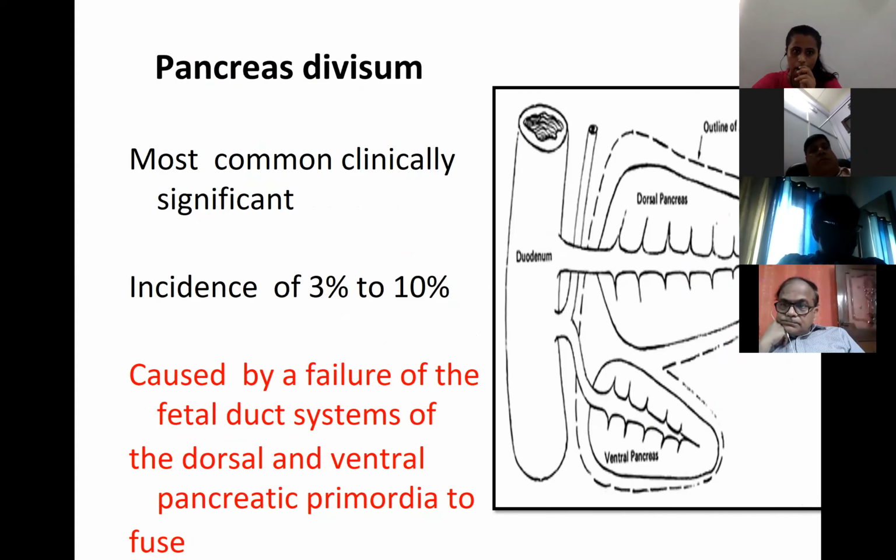Then there is pancreatic divisum, which is most common, clinically significant, and it is caused by failure of the fetal duct system of the dorsal and ventral pancreatic primordia to fuse. So as you can see here, this is the dorsal, this is the ventral. Both of them have not fused properly, giving rise to pancreatic divisum.